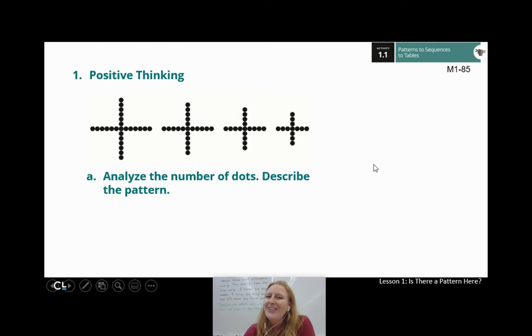Positive thinking. Look, they're all little plus signs. So I would like you to analyze the number of dots. So you're going to want to count up how many dots there are and describe the pattern. Go ahead and hit pause to describe it. Hit play to keep going.